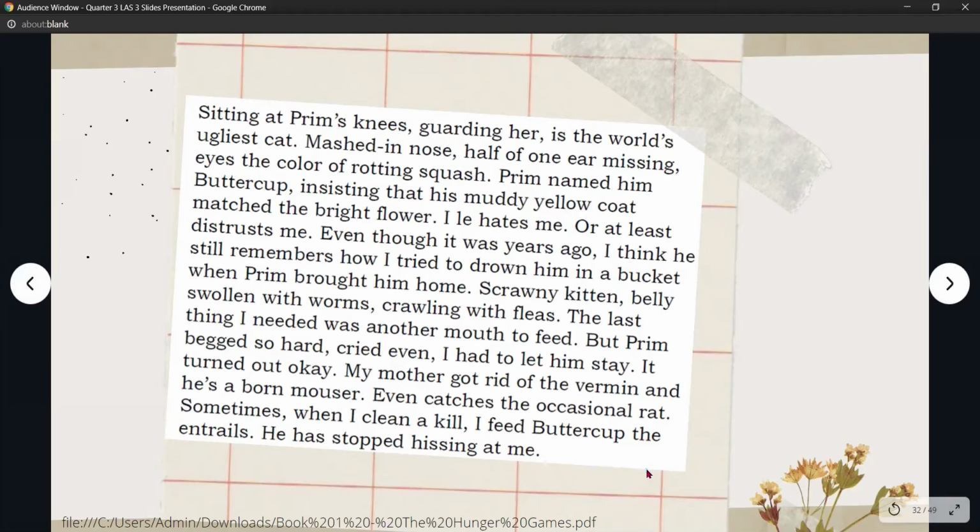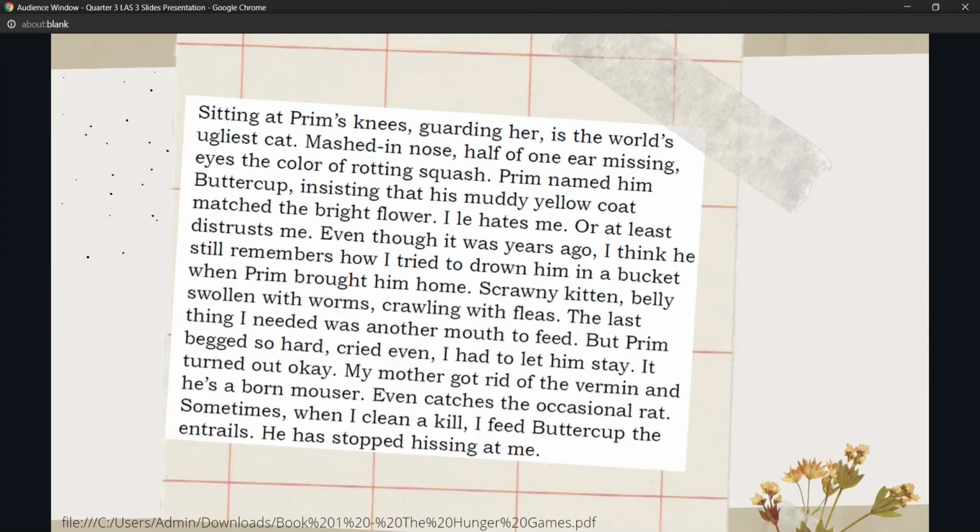Sitting at Prim's knees, guarding her, is the world's ugliest cat. Mashed-in nose, half of one ear missing, eyes the color of rotten squash. Prim named him Buttercup, insisting that his muddy yellow coat matched the bright flower. He hates me, or at least distrusts me, even though it was years ago. I think he still remembers how I tried to drown him in a bucket when Prim brought him home.